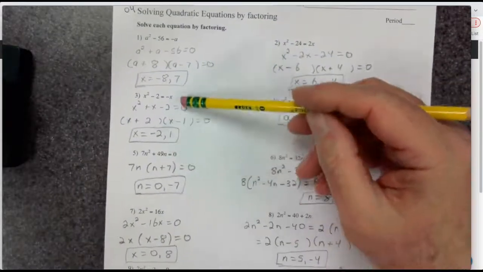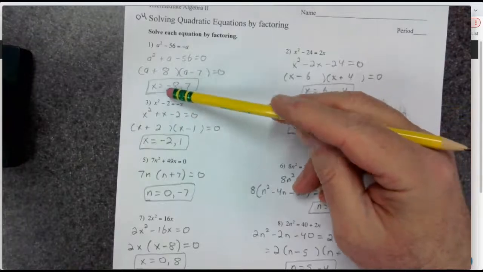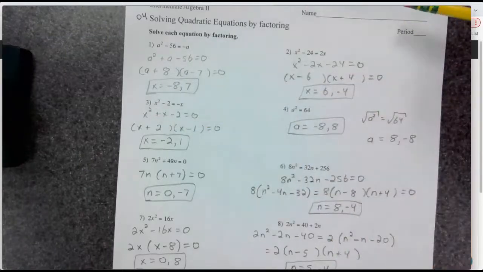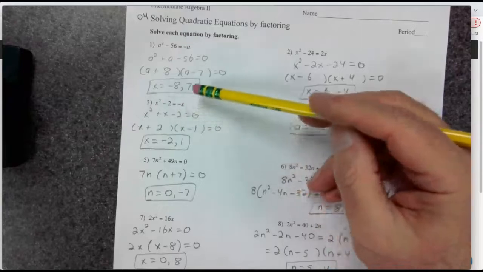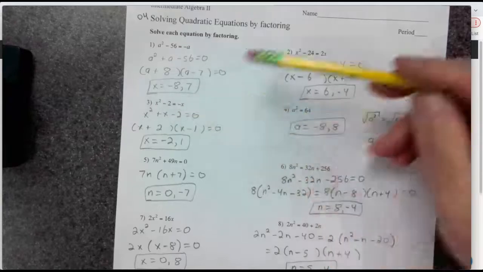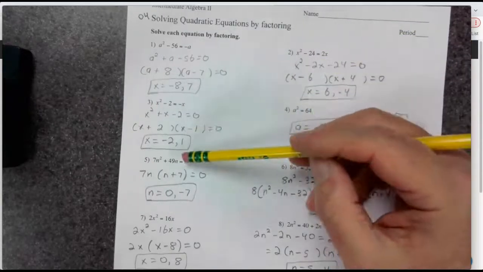All right, same with this. Number 2, the negative x comes to the other side, so now it's positive x, by adding positive x to both sides to get rid of this side and make it 0. Factor it, solve.